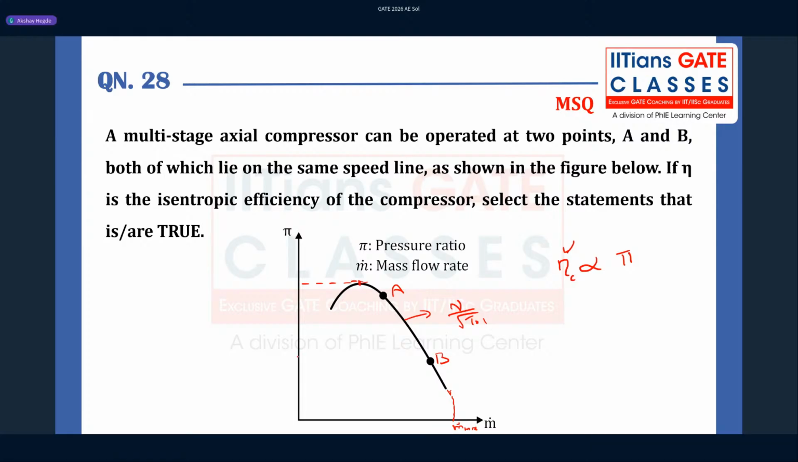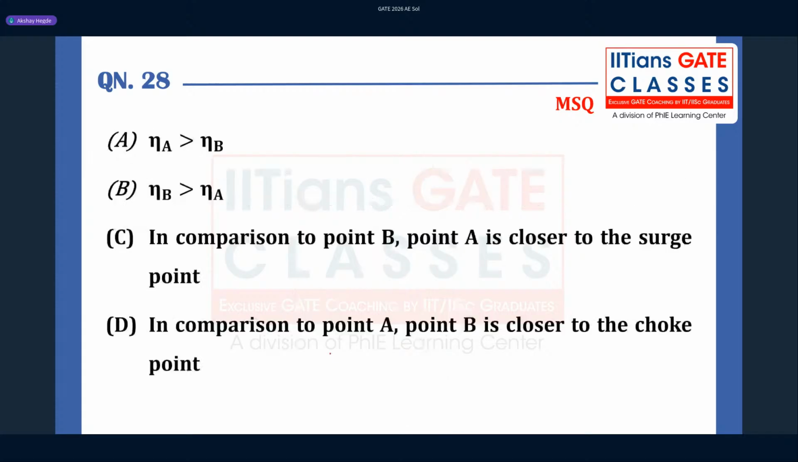And then let us look at the options. What are the statements they are making out of this figure, right? They are saying efficiency A is greater than efficiency B, so that is true. If it is true, then this other statement is not true.